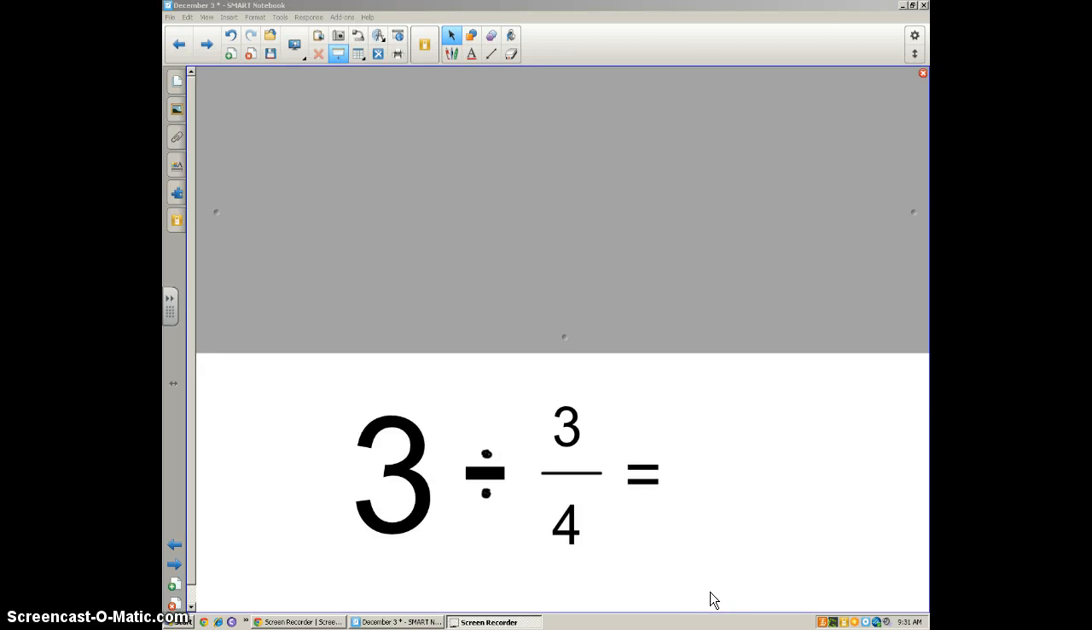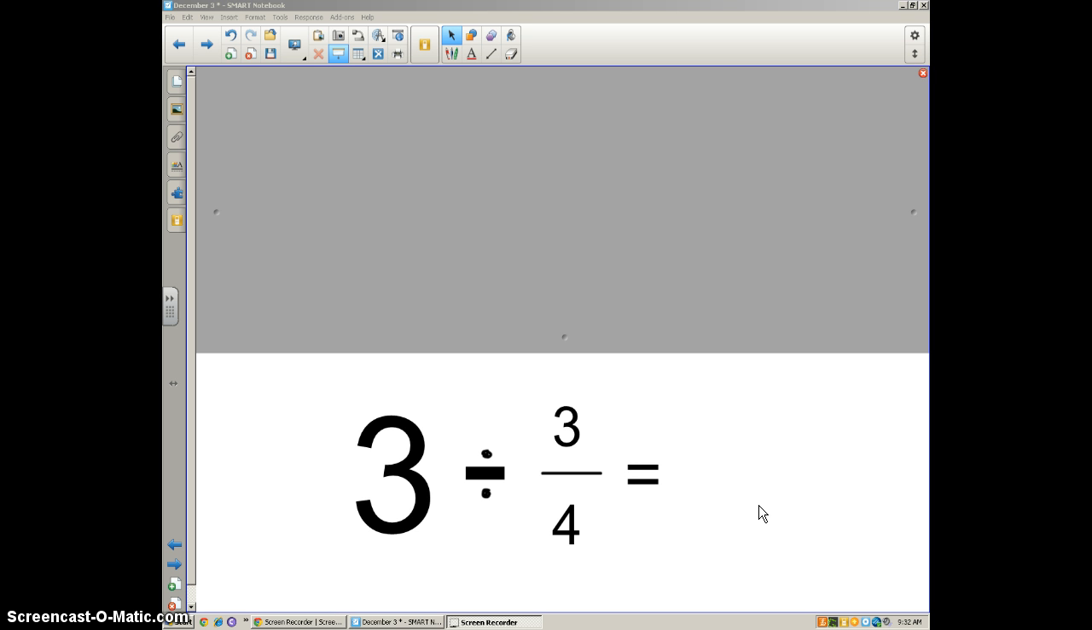Alright, today we're going to look at dividing fractions. And so we'll look at a problem like this, 3 divided by 3/4, and think, what does that even mean? How do you divide something by a fraction?